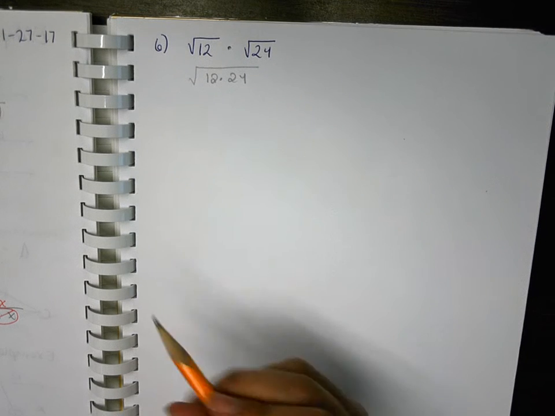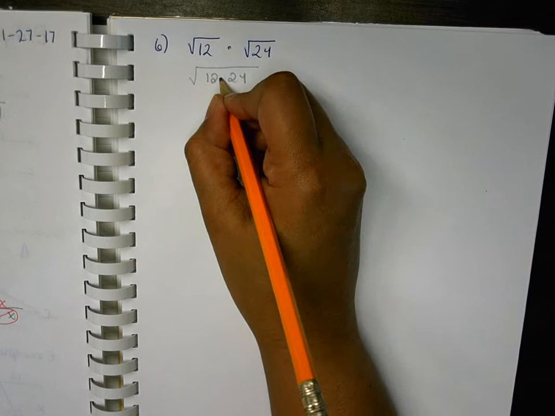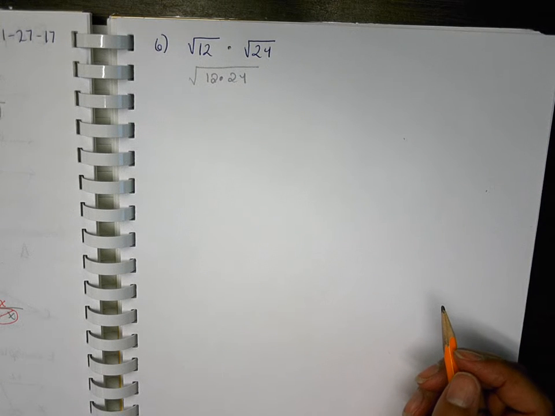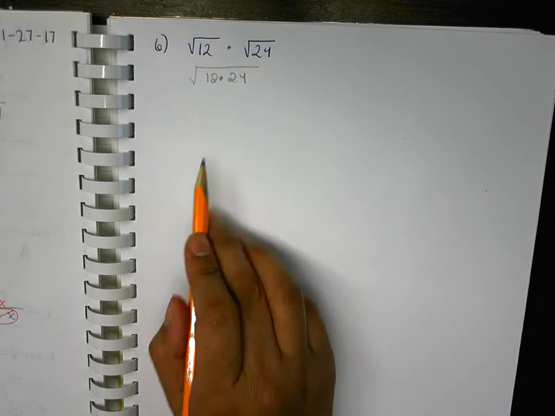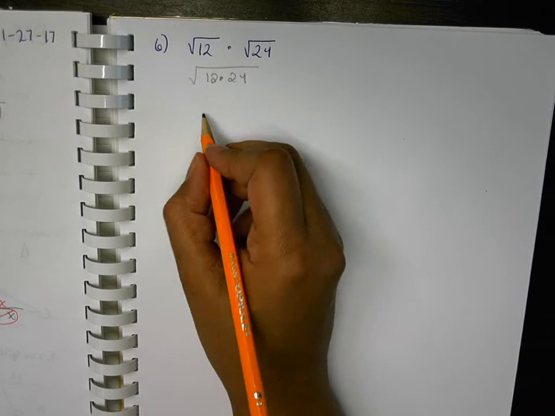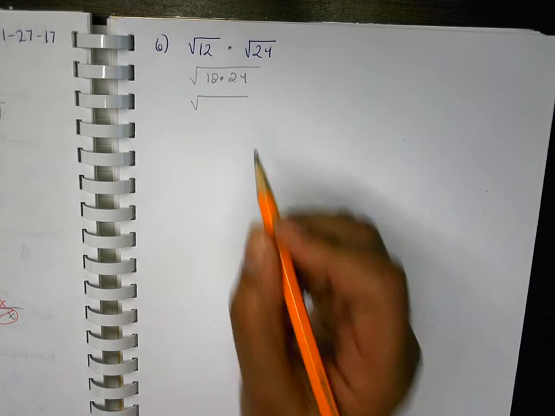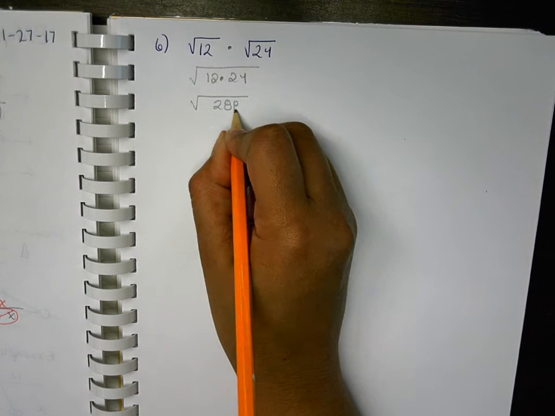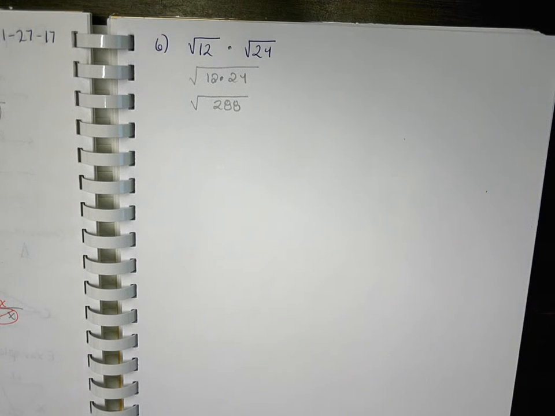All right, any thoughts? This is a multiplication sign. Any thoughts on what to do next? Do you guys have your calculators out? Can you plug it in? He said multiply them together. 12 times 24 is 288. All right, now, what do we do next?